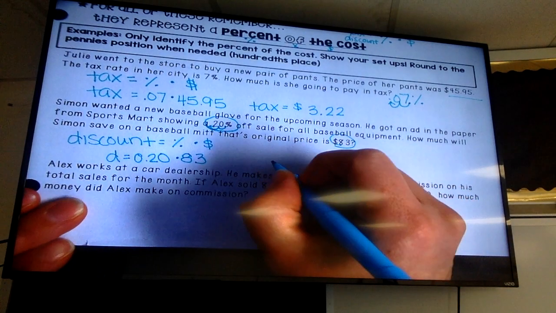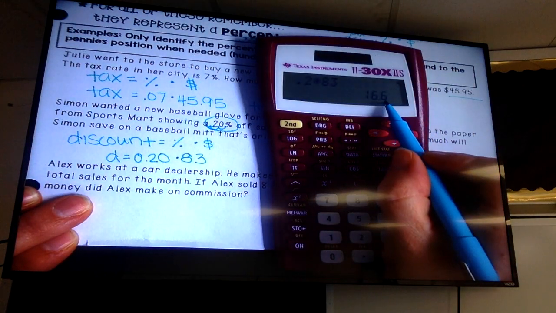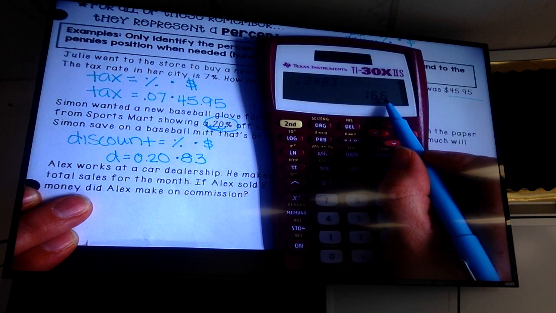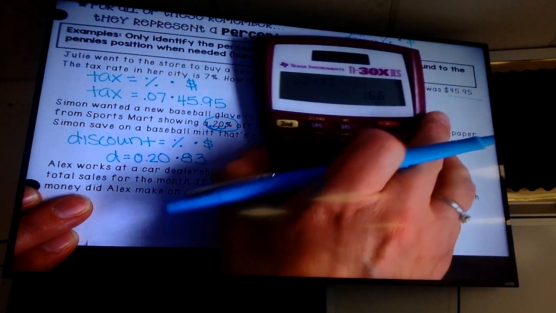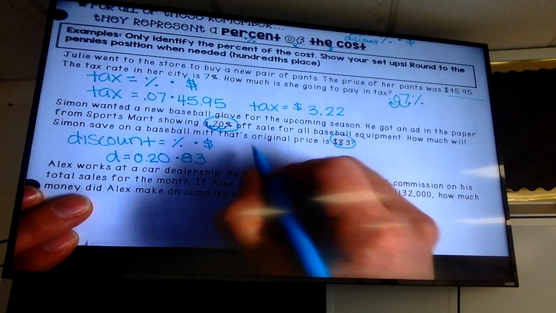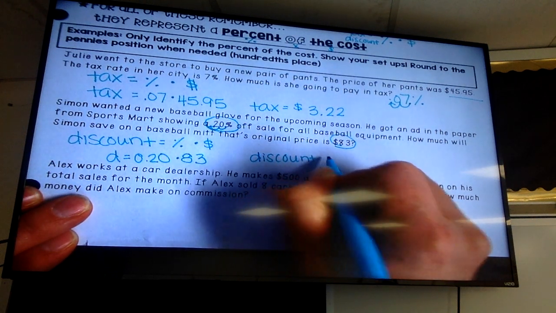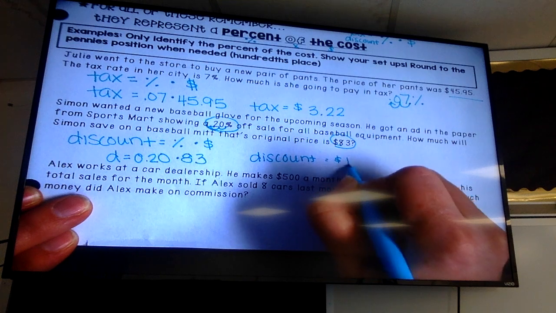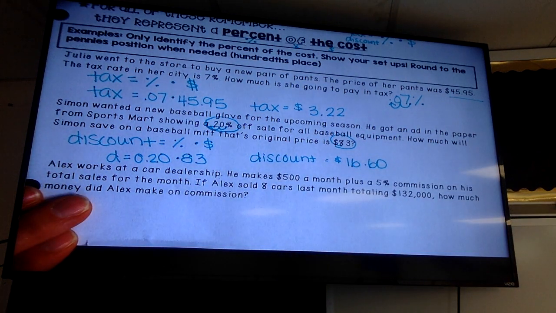And this time I don't even have to round, but be careful. Remember, this is ending in the tenths place, and when we're talking about money, we're always going to go to the hundredths place. And since it ends in the tenths, we just have to add a 0 as a placeholder. So we know that his discount or his savings is going to be $16.60. That's how much he's going to save on his baseball mitt.